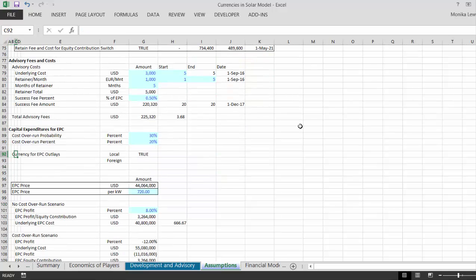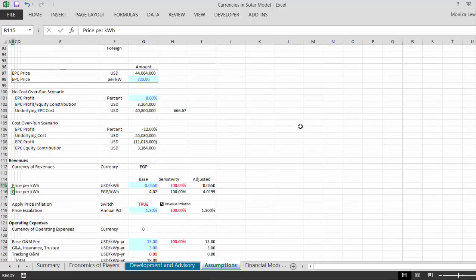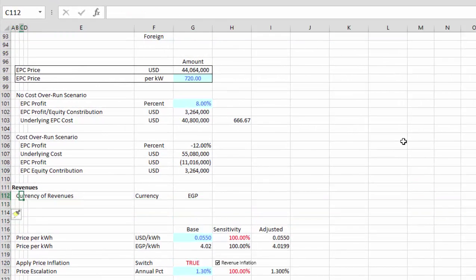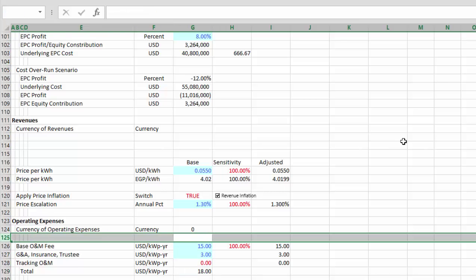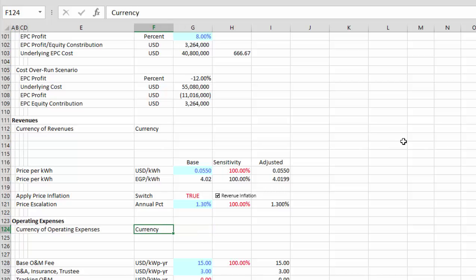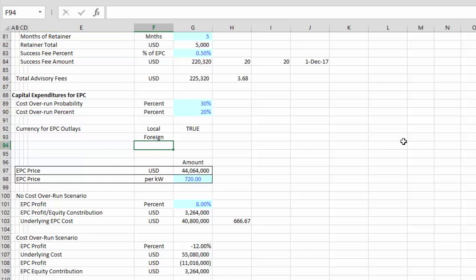And then I said, well, okay, let's say, is it local or foreign? So let's define our currency for our EPC outlays. Let's define the currency for our revenues. Now I put them like this, but we're going to do it differently. And let's define the currency for our operating expenses. And I think one way to do this is to put, well, is it local or foreign? And we'll just put a little true or false.